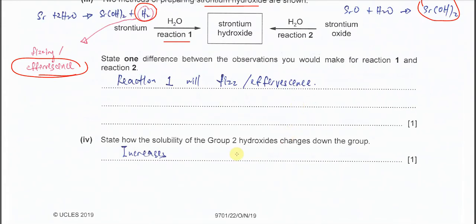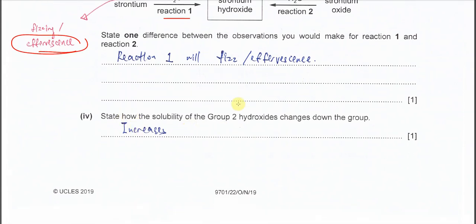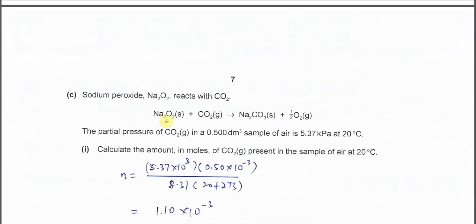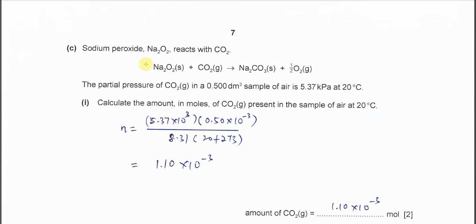Part 4. State how the solubility of group 2 hydroxides changes down the group. We know that down the group 2 hydroxides, solubility increases. Part C, we have Na2O2, sodium peroxide, reacting with CO2. This is the equation. The partial pressure of CO2 is given in this 0.5 dm cube sample.